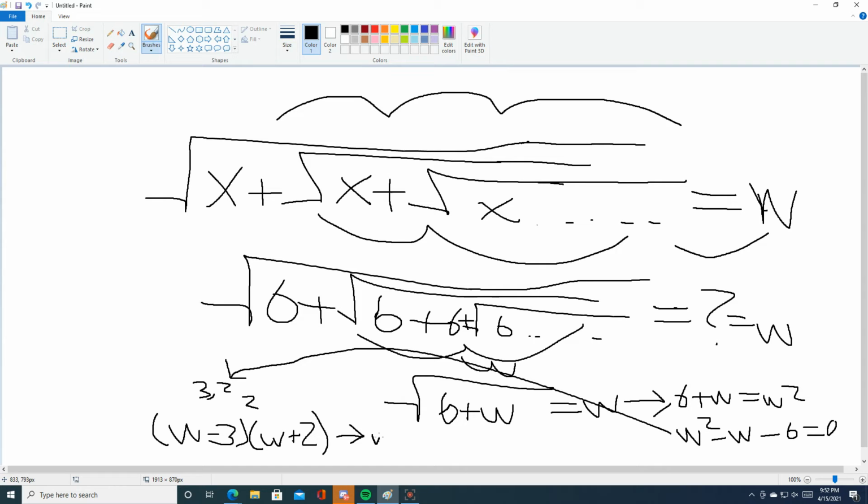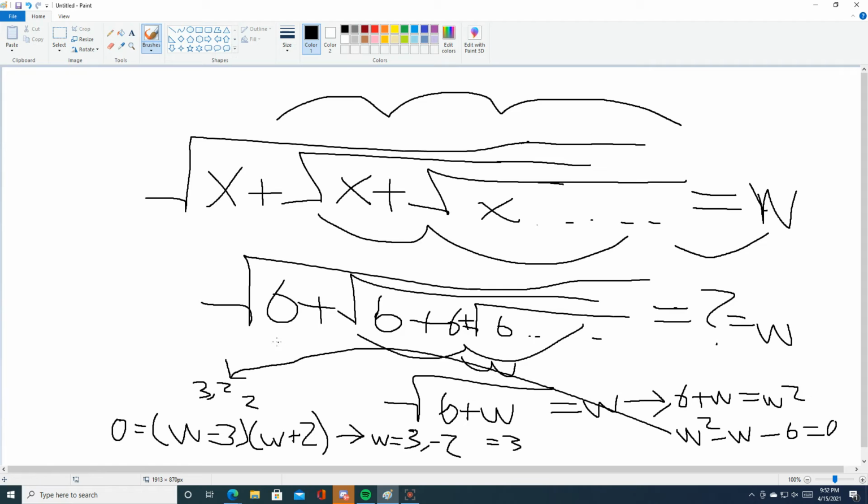And this is equal to 0, by the way, I should put that in. That means that w can either be 3 or -2. But one of these solutions is erroneous. It's -2, because we're adding positive numbers and we can't get a negative number. So the answer is 3. So this infinitely nested root of 6's is equal to 3.